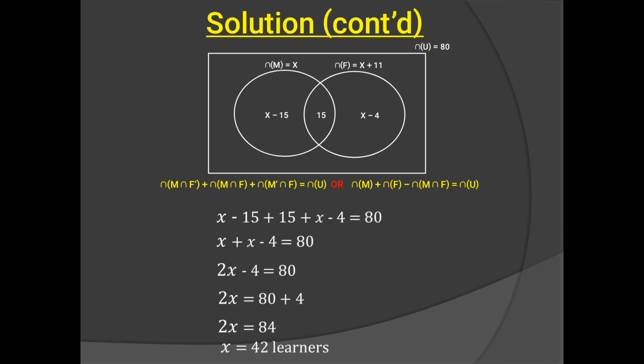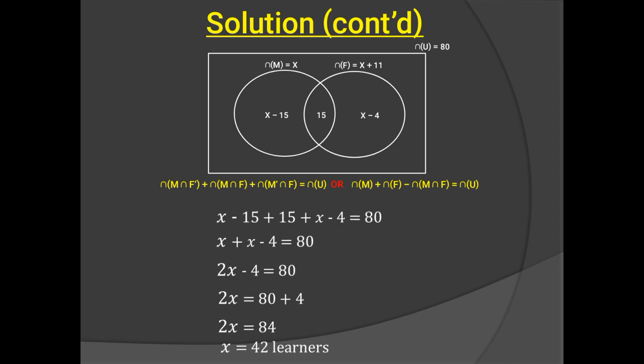x is equal to 42. And then you add your unit, learners. If you don't add the unit, you are going to lose a mark or 2. Or sometimes, if you are not careful, you are even going to get your answer wrong. So x is 42 learners. 42 learners. The unit, learners. You have to add it. Very important.